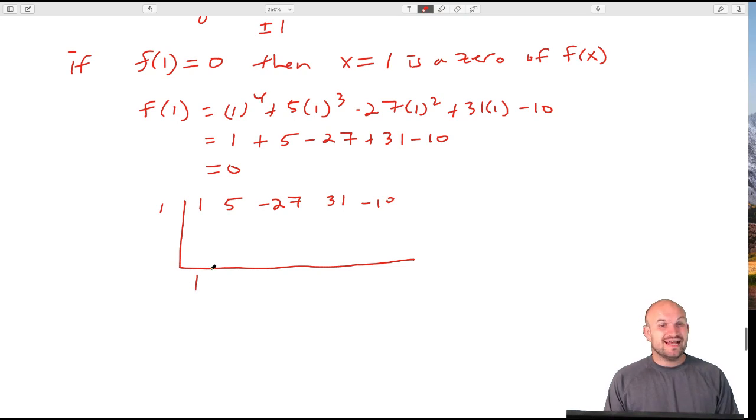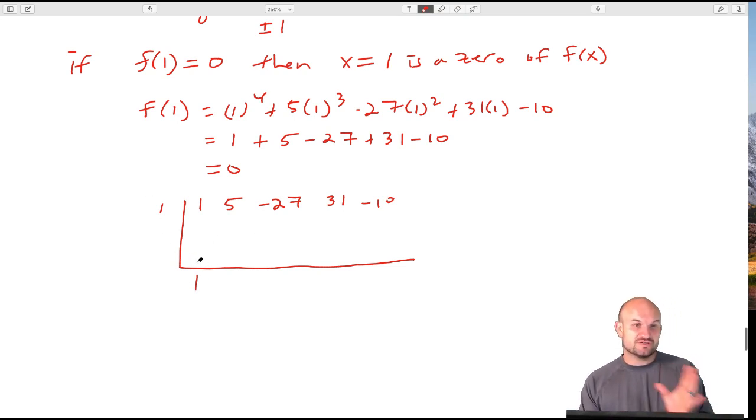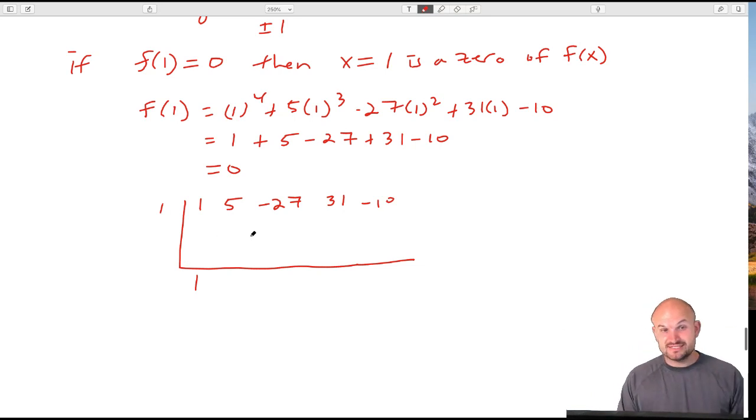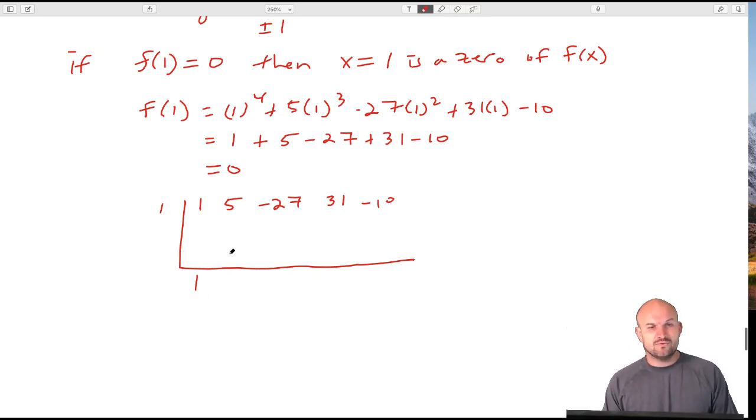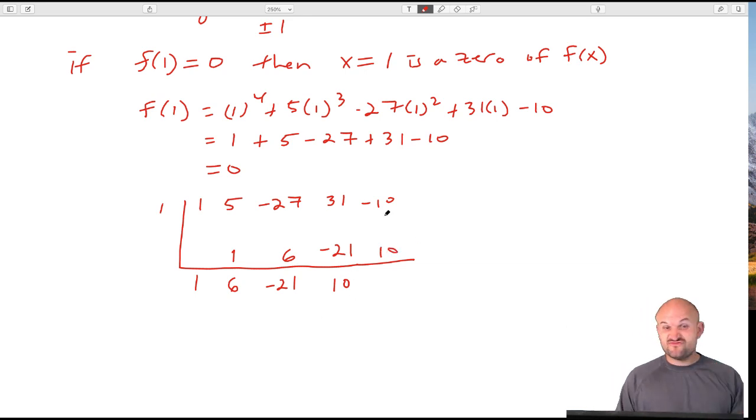So you bring down the 1. And also, when we do synthetic division, what this is going to do is also confirm that this is a 0. So 1 times 1 is 1. So 5 plus 1 is 6. 6 times 1 is 6. Negative 27 plus 6 is negative 21. Negative 21 times 1 is negative 21. That becomes a positive 10. 10 times 1 is a positive 10. All right, now let's go and see if this is factorable, right?